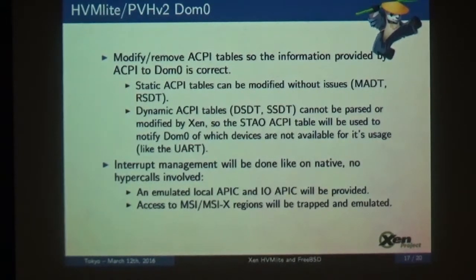And finally, in order to do interrupt management, we want to do it exactly like it's done on native. We want to parse the ACPI tables and we want to interact with an emulated local APIC and an emulated IO APIC in order to set up the interrupts. So we are basically going to provide those two devices to the guest, and then we are going to trap accesses to the MSI and the MSI-X regions in order to set up the interrupts on the physical host by Xen, and then to route that interrupt into the guest. The aim of this is to avoid doing any kind of hypercalls in order to do interrupt setup for Dom0.